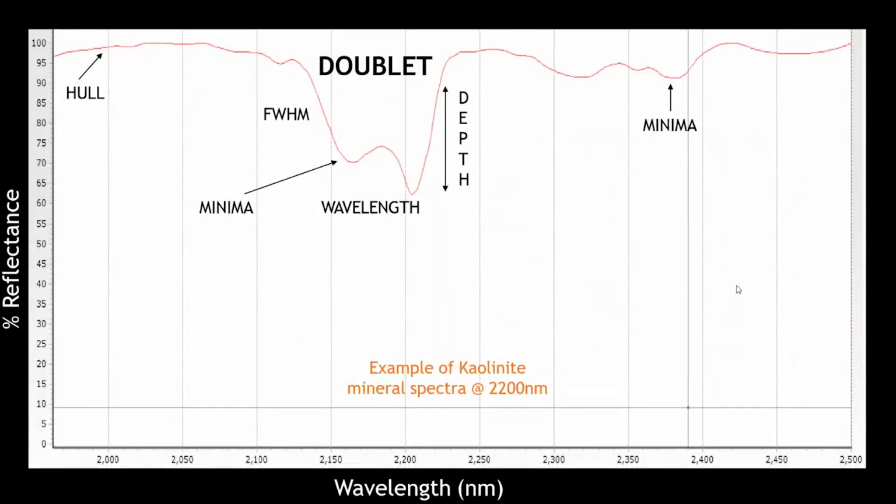Here is an example absorption spectrum of kaolinite. The units for the horizontal scale are in nanometers, while the vertical scale is percent reflectance. The absorption feature shown is a doublet with two minima, or lowest points, of the feature. Each minimum has a distinctive wavelength, which is a function of the chemical composition of that mineral. FWHM means full width at half maximum. This can be used for symmetry determinations that are actually related to the crystallinity.